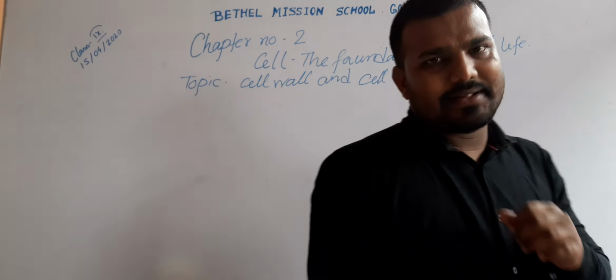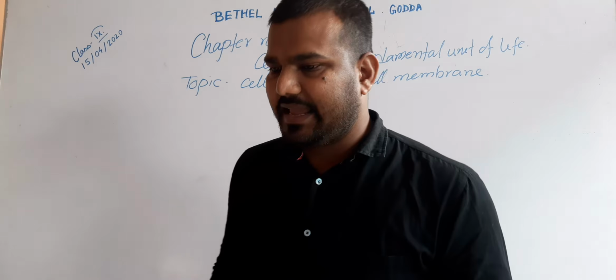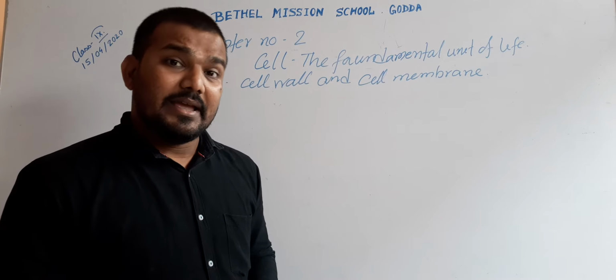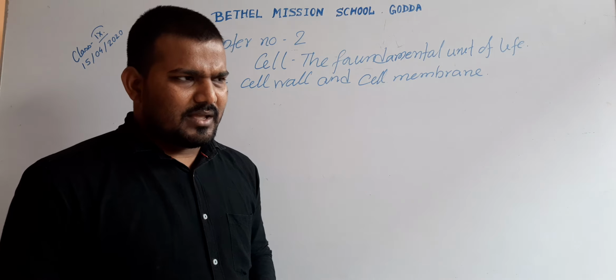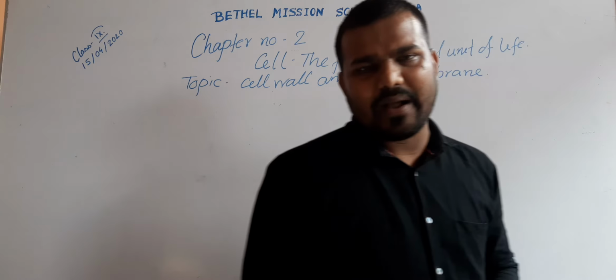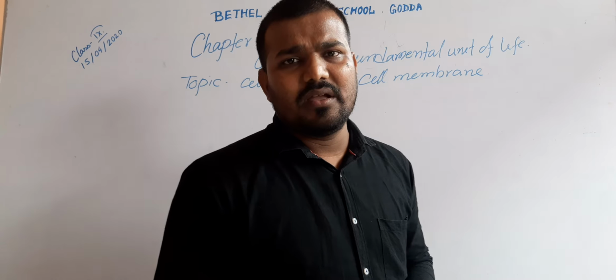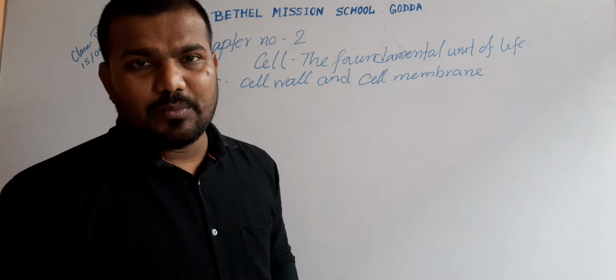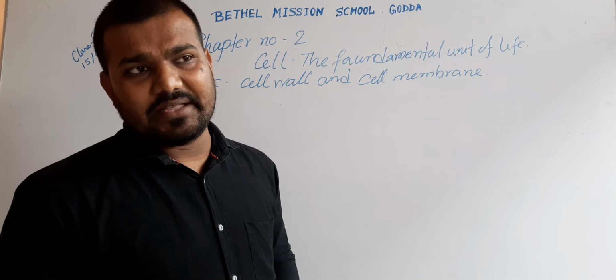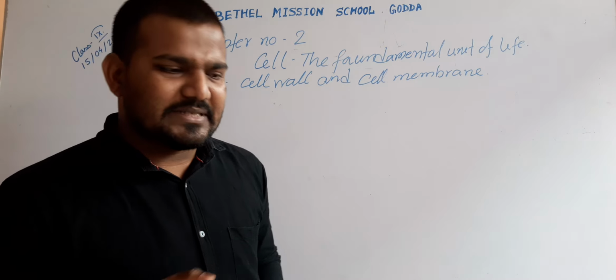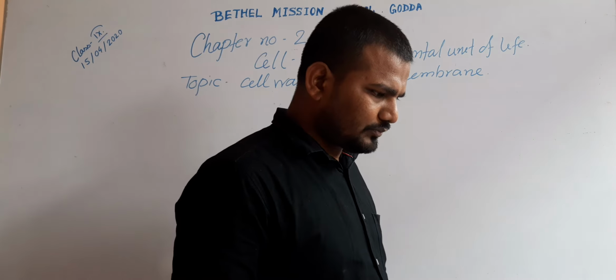We know that every cell is covered by something. They are known as a cell covering. Now, the plant cell is bounded by a thick, non-living cell covering which is made of cellulose, hemicellulose, lignin, and pectin, that is known as a cell wall. Cell wall is absent in animal cell.